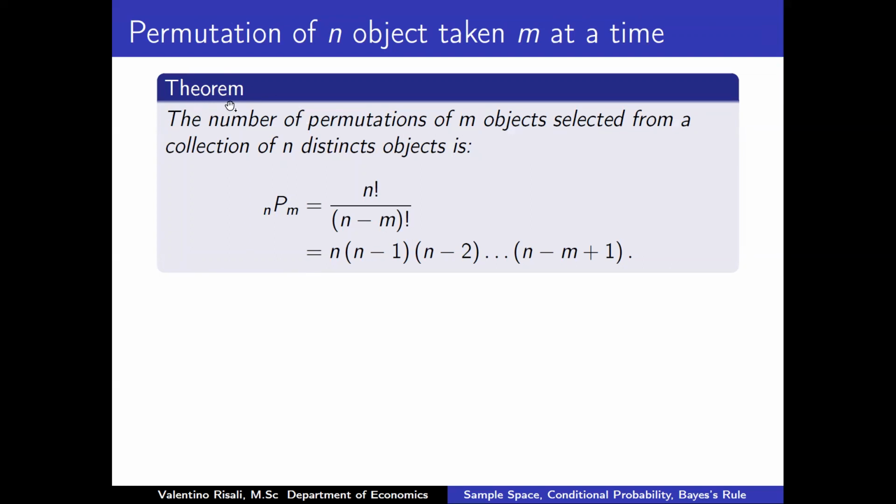It is answered by this theorem. The number of permutations of m objects selected from n objects is n permutation m, that is n factorial divided by n minus m factorial. And you can simplify it to this term.